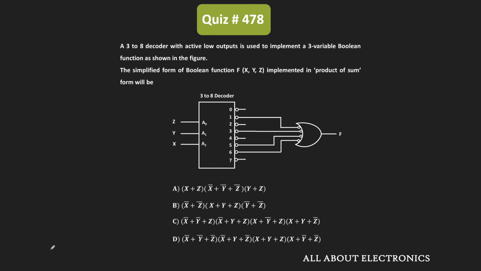So in this question, with the help of the 3 to 8 decoder, one 3 variable boolean function has been implemented. For the given circuit, we have been asked to find the simplified form of the boolean expression in a product of sum form.